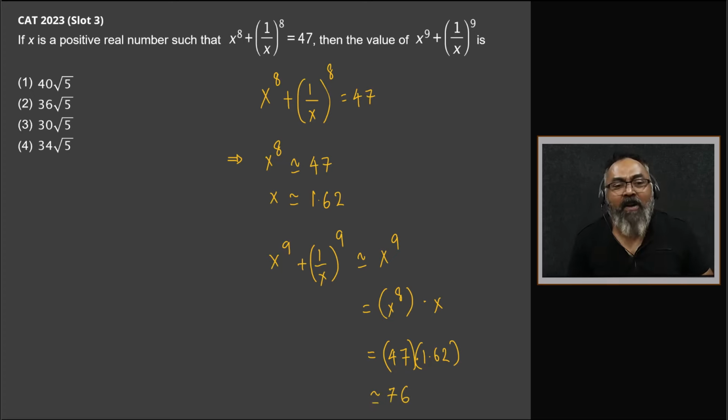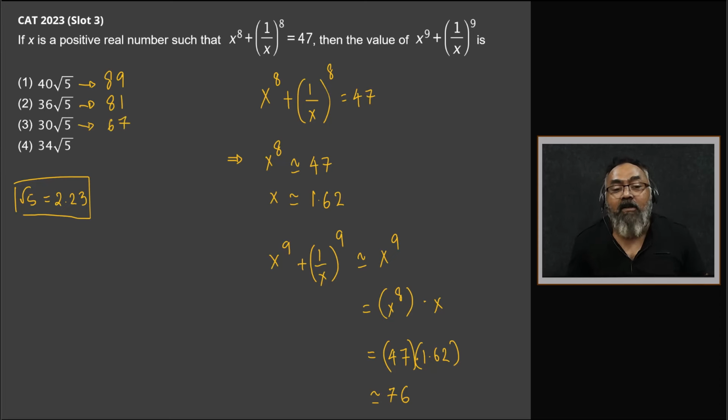Now, we have the square root of 5, but we can just use our online calculator and find out that the square root of 5 is 2.23. So then it's a simple multiplication. 40 multiplied by 2.23 is 89. Too big. 36 multiplied by 2.23 is 81. 30 multiplied by 2.23 is 67. 34 multiplied by 2.23 is 76. There you go. Now, even if there are hard questions, I can still do Jugaad.